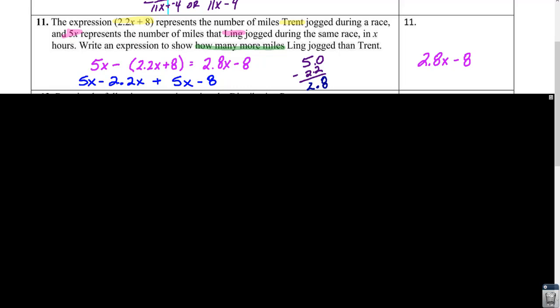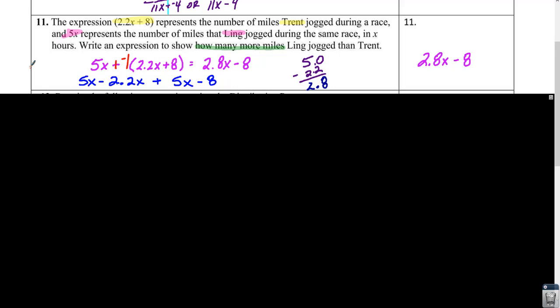Let me just grab a highlighter here. We're taking away that whole thing. So it's 5x, take away the 2x right here, and it's 5x, take away the 8. You could change this if you wanted to. You could change this to plus a negative 1. So for some students, this would help. Change that to plus and then put a negative 1 here.